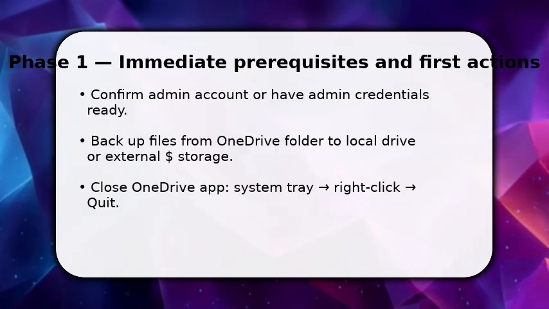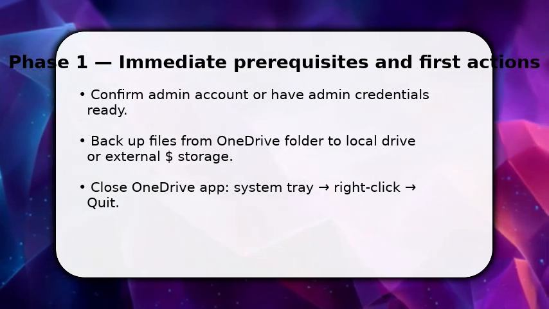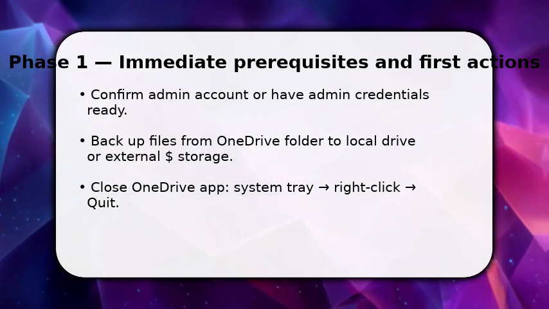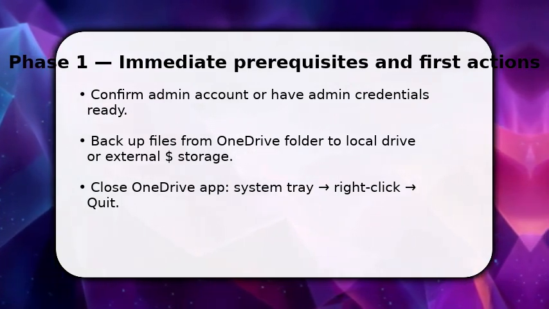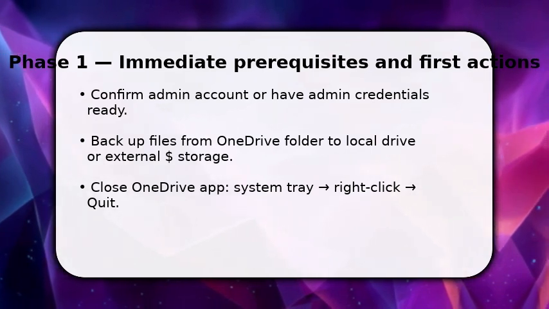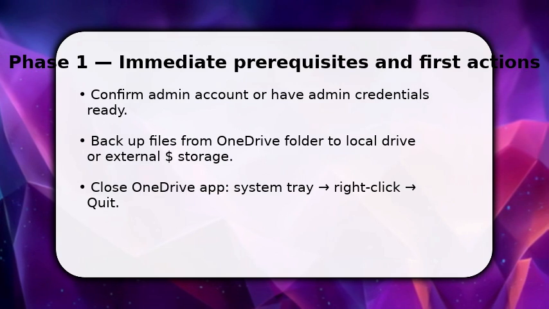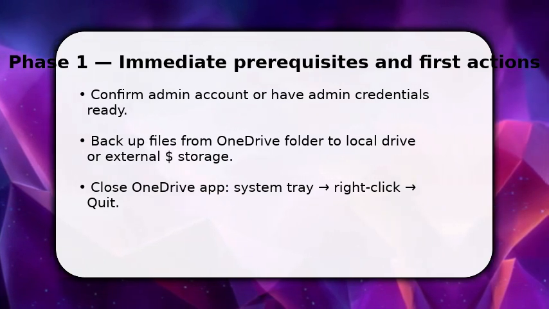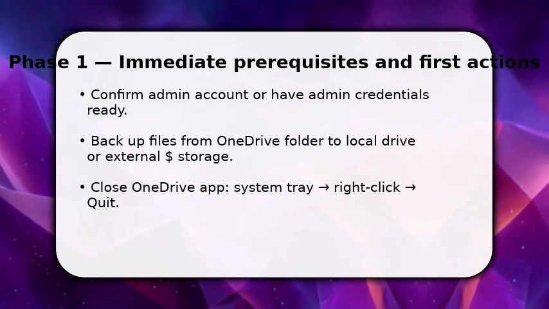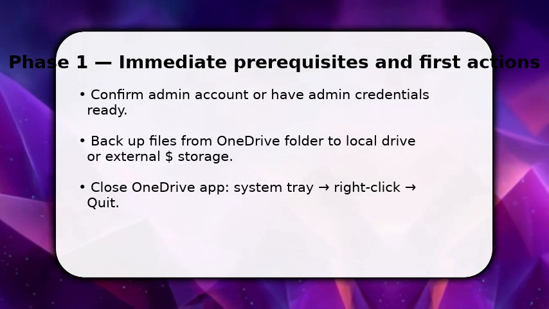You'll start with two prerequisites: admin access and a verified backup of any files still in OneDrive. Once you have those, right-click the OneDrive icon in the system tray and choose Quit. This stops syncing so files won't change mid-uninstall. If the icon isn't visible, open Task Manager, find Microsoft OneDrive, and end task. Make sure syncing has stopped before proceeding, because removing the app without quiescing it can leave partial sync data behind.